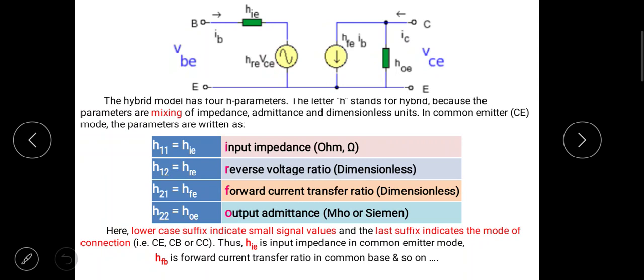In case of common base, instead of HIE, it will be HIB. In case of HRE, it will be HRB. In case of HFE, it will be HFB, and in case of the last, HOE, for common base mode, it will be HOB. And of course, similarly it happens with common collector.